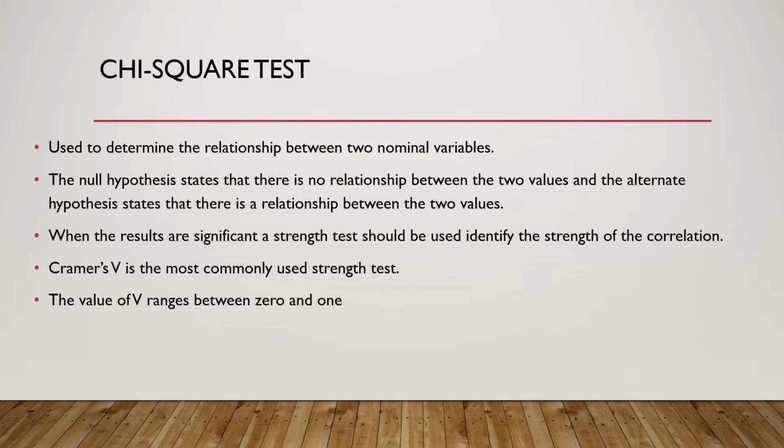When the results are significant, a strength test should be performed to identify the strength of the correlation. Cramer's V test is the most commonly used strength test. The value of V ranges between 0 and +1.